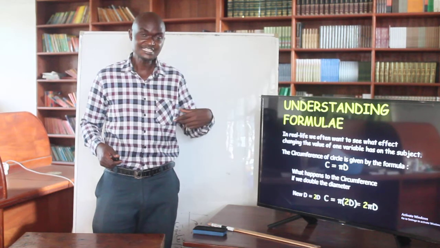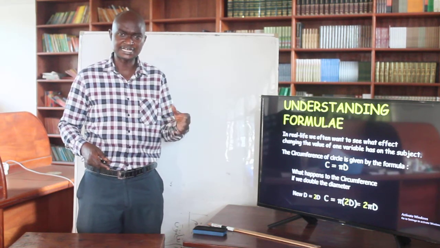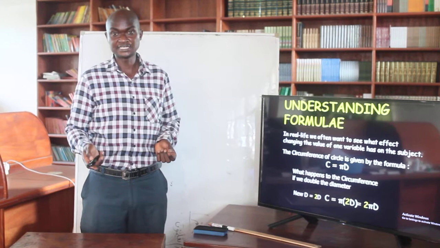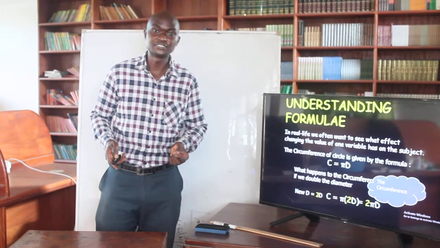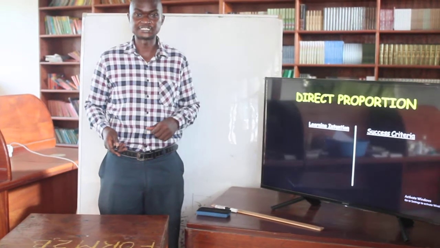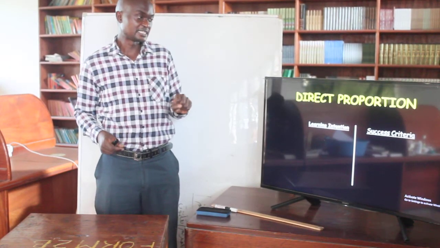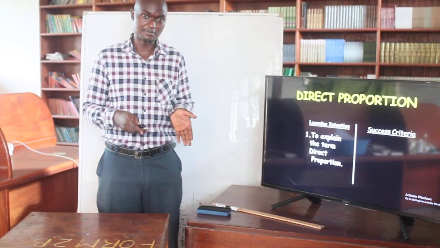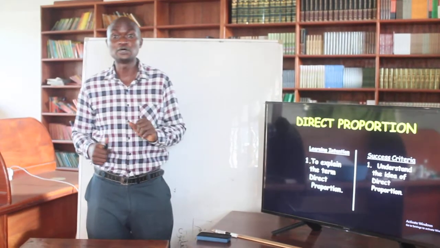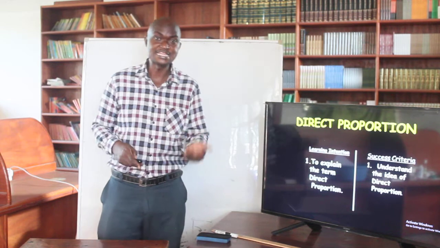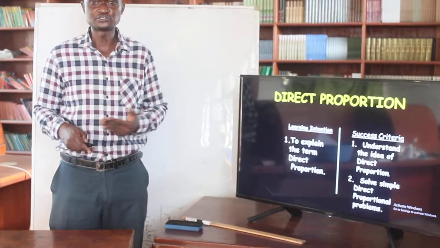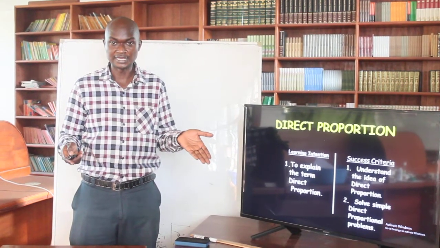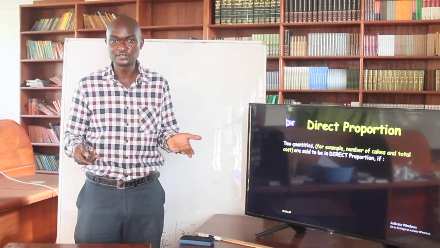That means there's a direct proportion here. There's a direct relation between circumference and diameter. Double the diameter, you double the circumference. Okay? Good. So when you come to talk about direct proportion, this is what I want you to learn. I want to explain what we mean by direct proportion. I want you to understand the idea of double proportion. And I also want you to be able to solve a simple direct proportional question. Whenever you get any simple direct proportional question, you can solve it.